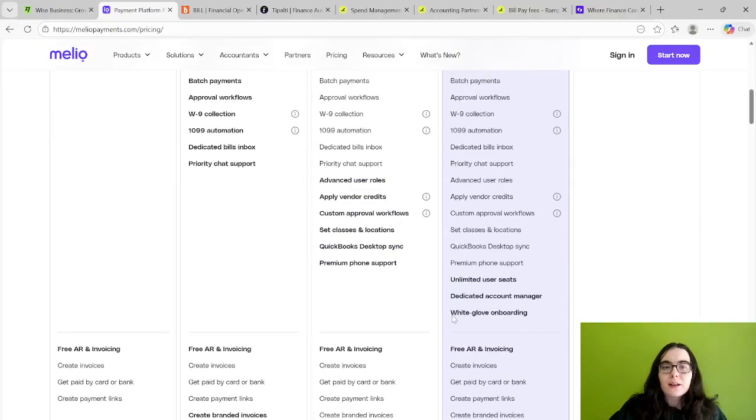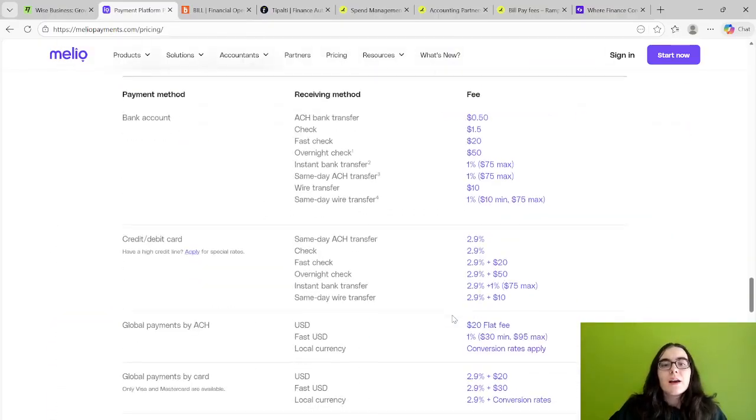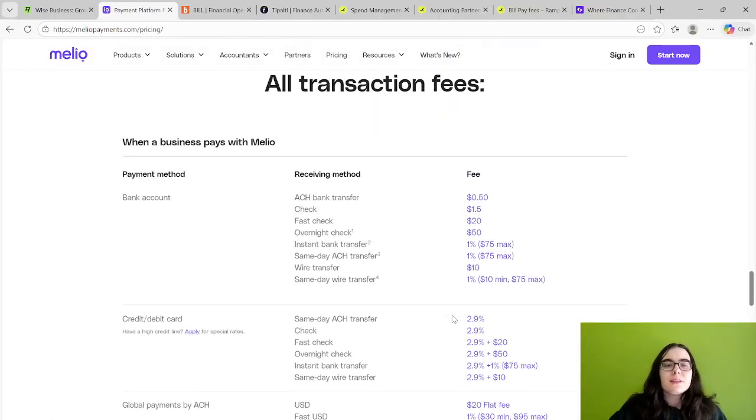They also support a lot of different payment methods. As you can see here, you can send payment with a bank account or credit or debit card, but there are so many different receiving methods you can have set up that your vendor will receive, such as check or fast check or wire transfer, all that. So that is really good to know with Melio, that they support a lot of different payment methods.